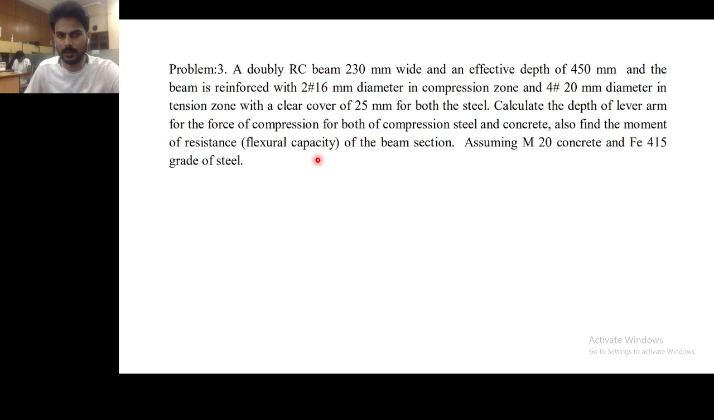It is a similar problem to the one we solved previously, just a little bit different. Try to solve it and then we will see the answer. Like in the previous problem, we have to calculate the area. Here they have given the number of bars and the diameter, so we can calculate the area. The effective depth and the width are also given directly, so it's an easy problem. Okay, I will wait for 2-3 minutes and then we will see the answer.